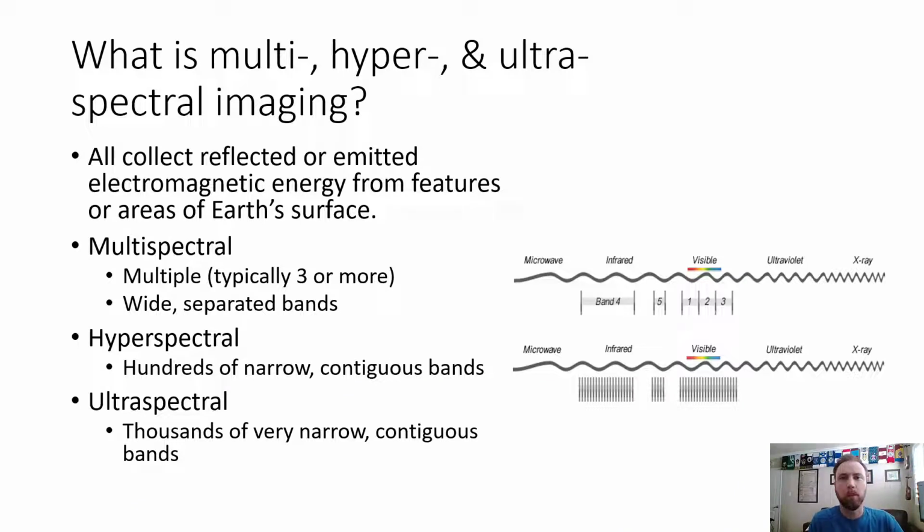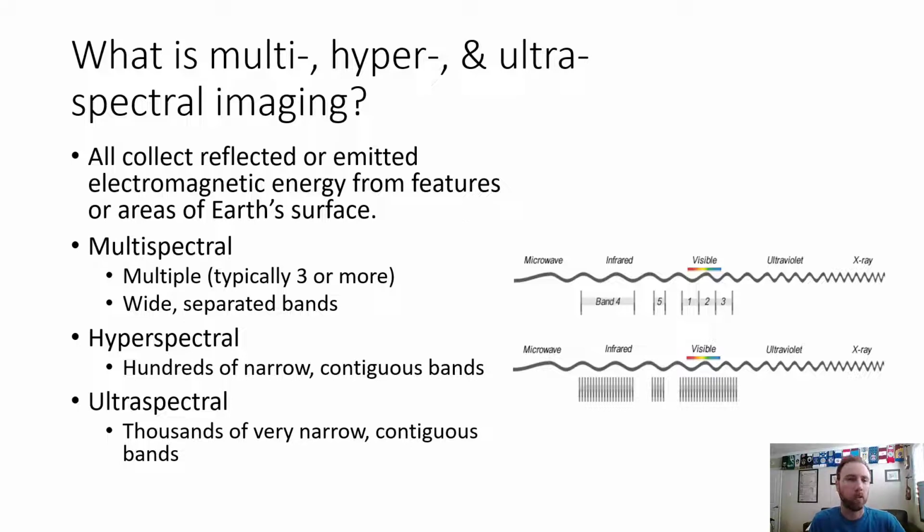So what is multi, hyper, and ultraspectral imaging? What they all have in common is that each one of those is a collection of reflected or emitted electromagnetic energy from features or areas of the Earth's surface. So really it just comes down to quantity, and detail.